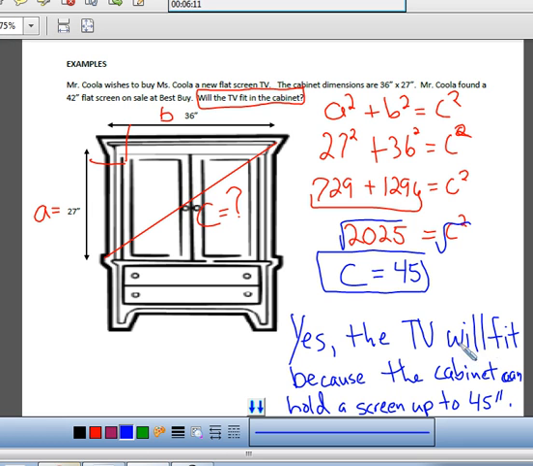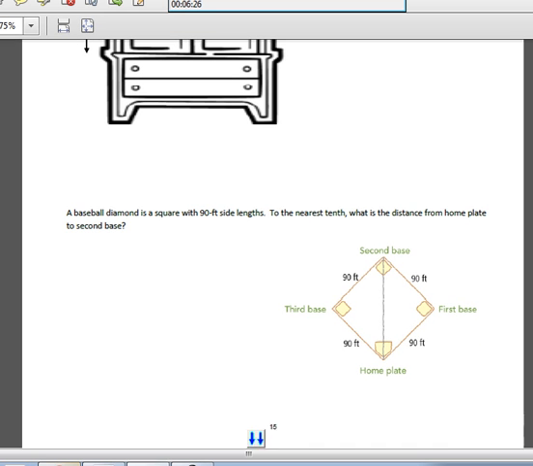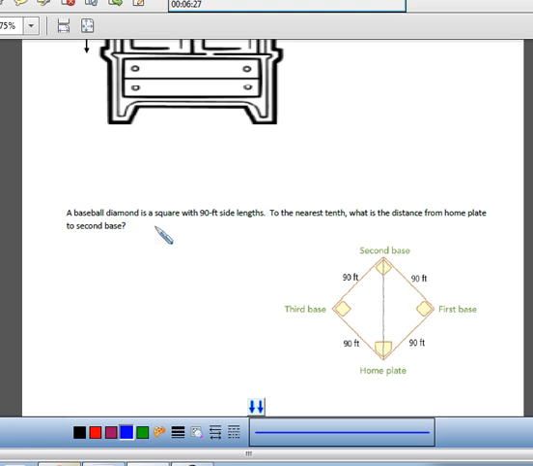Now we have another problem below, and this picture below me. Alright, I'm going to clear the screen, so pause it if you need to copy any more down. This should look familiar to you. A baseball diamond is a square with 90 feet side length. So it's 90 feet from base to base. To the nearest 10, what is the distance from home plate to second base?